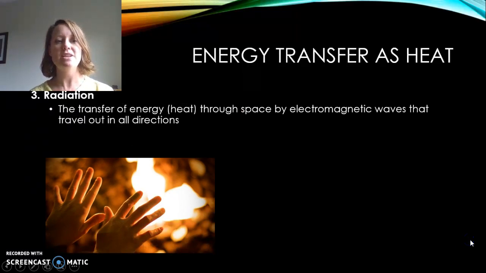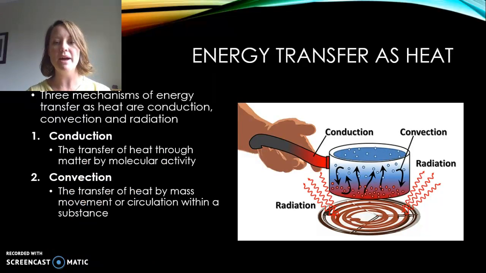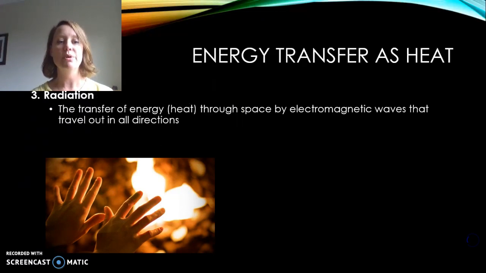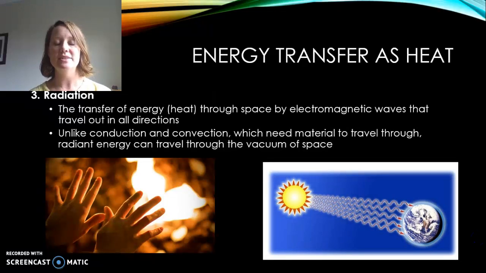The third type, radiation, is a transfer of energy through space. So it's electromagnetic waves that travel out in all directions. Looking back at our pot, it's heat that is transferred without touch. You can put your hand near the pot and you can feel the heat radiating outward. You can put your hand near a fire. You don't have to touch it to feel its heat. And that's how the solar energy reaches the Earth. It does not need a material to travel through, like conduction needs touch and convection needs a fluid, but radiant energy can travel through empty space.